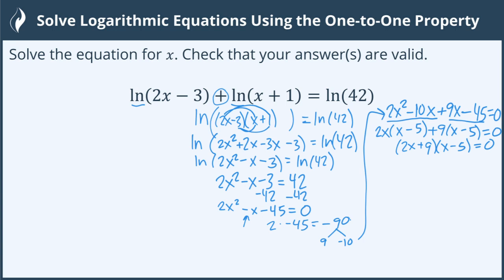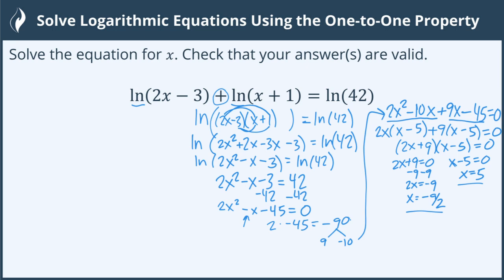So the 0 product property says I can set each one of these factors equal to 0 and solve them independently. This one on the right is pretty easy. I just add 5 to both sides. I get x equals 5. This one on the left, I've got two steps. I need to subtract 9 from both sides and then divide by 2, so I get x equals negative 9 halves. So these are two potential solutions.